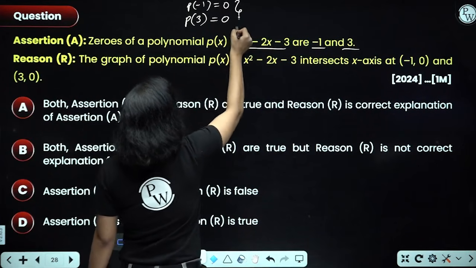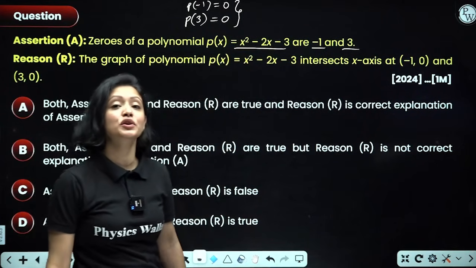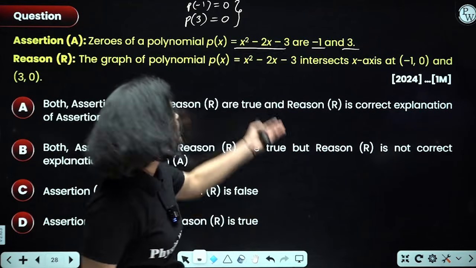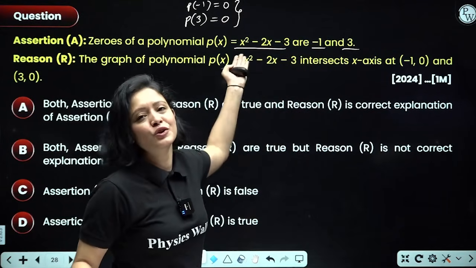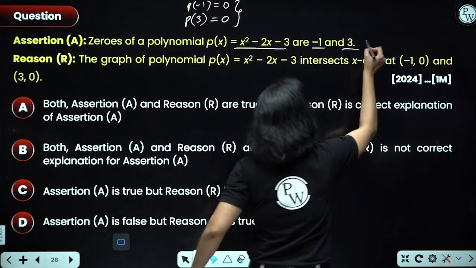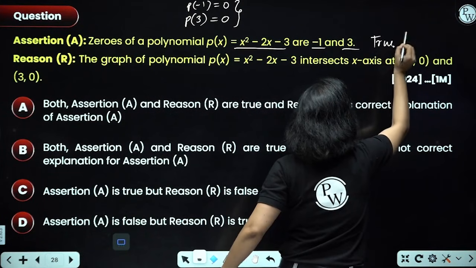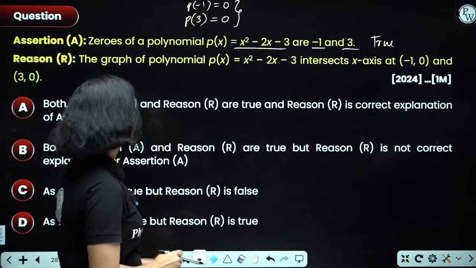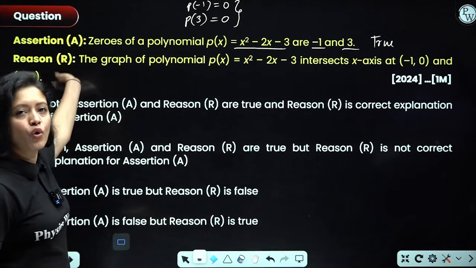So, since on plugging negative 1 and 3, the polynomial is becoming 0, yes, negative 1 and 3 are the zeros of the given polynomial. So, our assertion statement in itself is true. The statement is true. Okay. Now, let's go to the reasoning part.